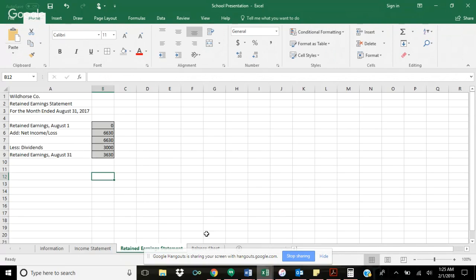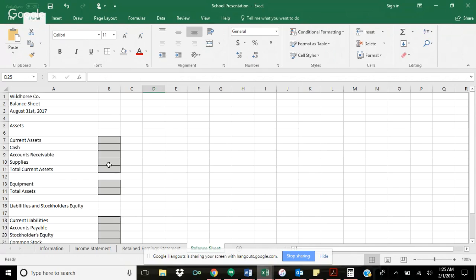From there, we will go to the balance sheet. The balance sheet is where we record assets, liabilities, and stockholders' equity. Much like they talked about in the formula in the information that we all know very well. So we're going to go there now.